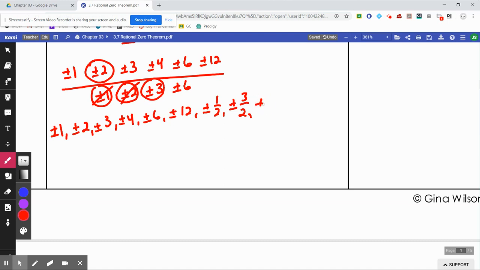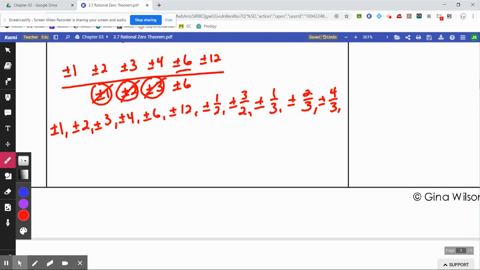You have a positive or negative 1 over 3, positive or negative 2 over 3, 3 over 3, that's going to be 1, so we've already got it listed. You don't have to do it again. Positive or negative 4 over 3, positive or negative 6 over 3. 6 over 3 is 2. We've already got that listed. And then finally, 12 over 3 is 4. We've got that listed. So we're done with the 3. But our list still goes.